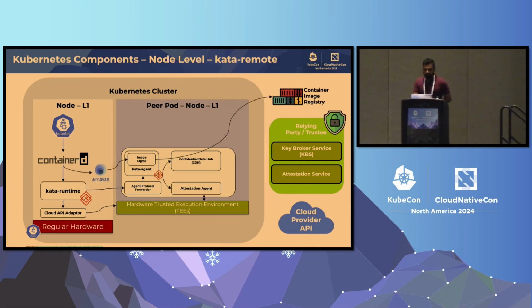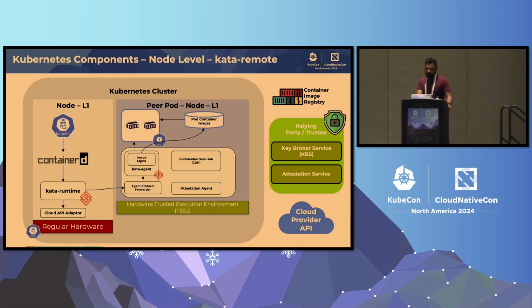Same, NIDAS comes up, it sees that it's an encrypted image, the attestation happens, images are downloaded, decrypted, and available for the application to come up. So today in our workshop, we'll use this form because it's really hard to get hold of bare metal machines with the confidential hardware.